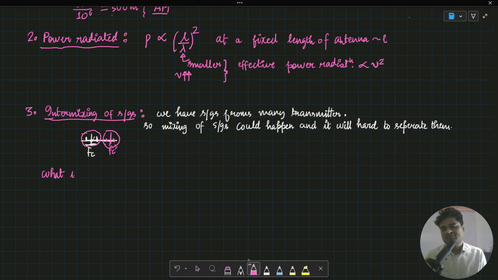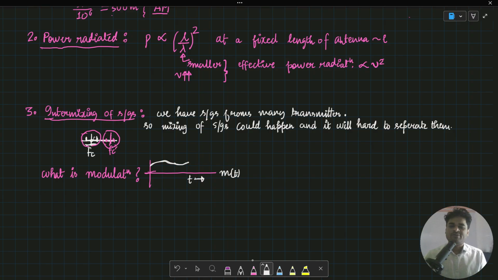In this case we have been seeing what is modulation. So modulation is simply, let's say that we have a message signal. This is our message signal. Message signal is low frequency, so you can see that the variation is not fast. So we can understand that message signal is low frequency, and we represent our message signal by m(t). Always we represent our message signal by m(t).